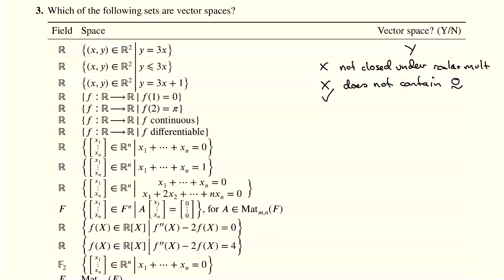Next one. No, in either case, because it doesn't contain the 0 function. Also, it wouldn't be closed under scalar multiplication, and it wouldn't be closed under addition. This one's just terrible for everything. These ones we've already talked about. This next one.